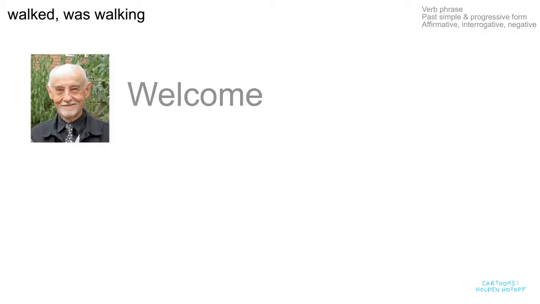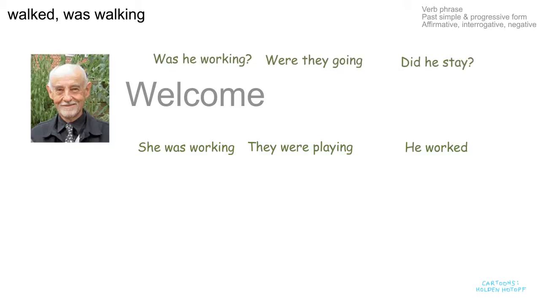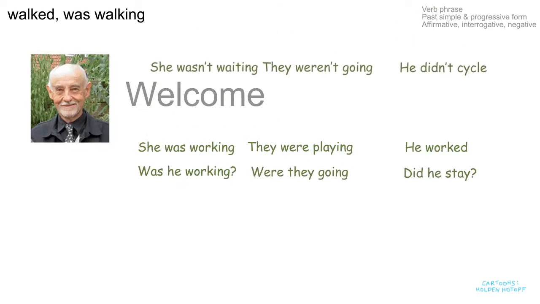Today I'm talking about the past progressive, that's verbs like this, and I'm talking about the past simple, that's verbs like this, and that's just the form. And I'm also talking about interrogatives like this and negatives like this.